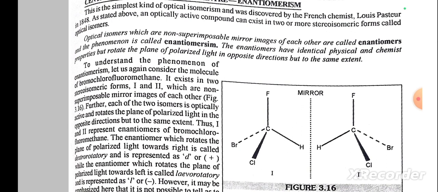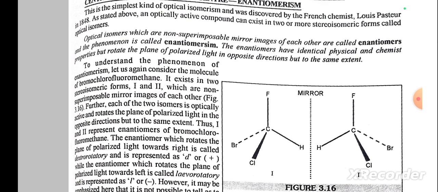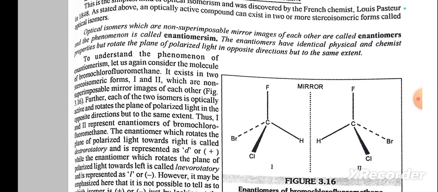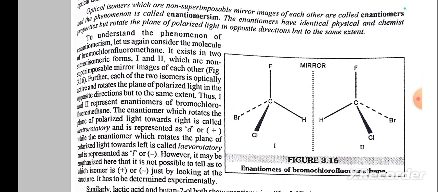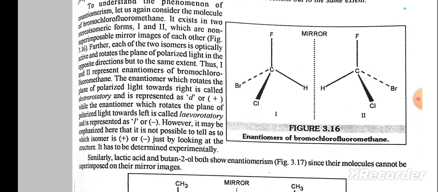The enantiomer which rotates the plane of polarized light toward the right is called dextrorotatory and is represented by D or positive, while the enantiomer which rotates the plane of polarized light toward the left is called levorotatory and is represented by L or negative. However, it may be emphasized here that it is not possible to tell which isomer is positive and which is negative just by looking at the structure. It can be determined experimentally.